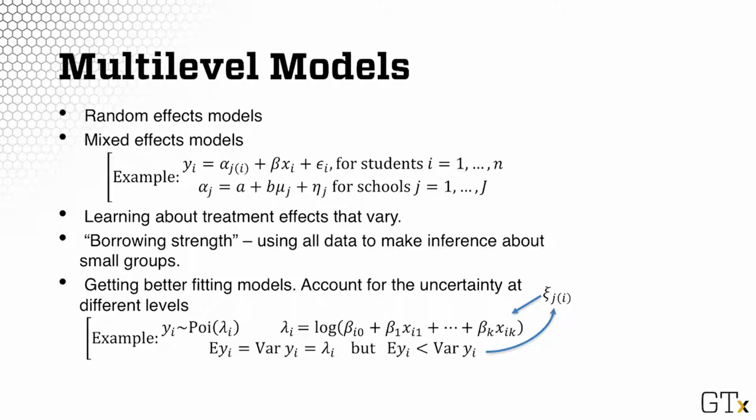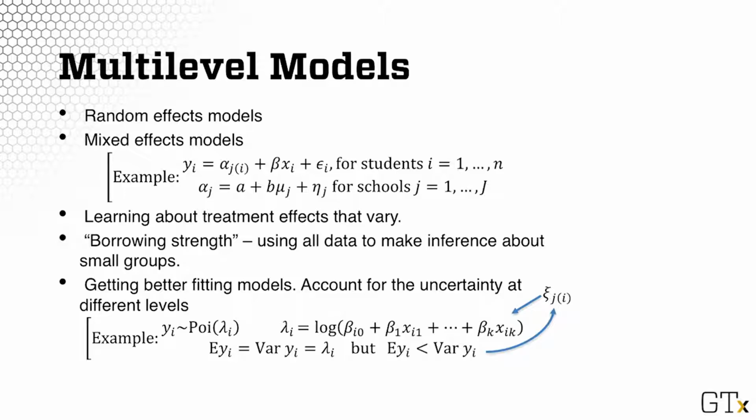So why would you do this multi-level modeling? Of course, you may learn more about treatments and about responses in a more comprehensive way. You may borrow strength and make all data have influence at all different levels of the model. So it is simply information flowing nicely in the model. But ultimately, you will get better fitting models, the models that account for uncertainty at all different levels.